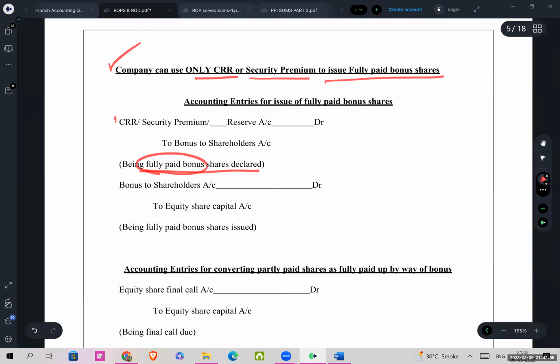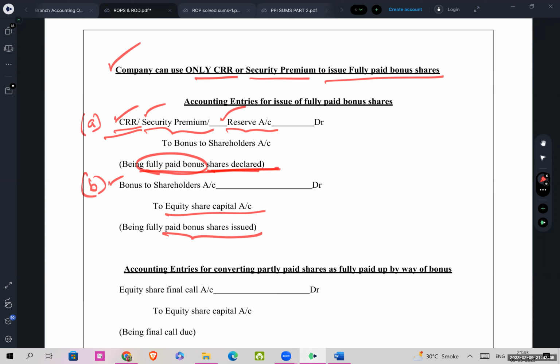So what is the first option? I can use CRR. Second option, securities premium or any other reserve later on. But the first option to use is CRR. If CRR is not there, then securities premium. If both are not there, then other reserves you can use, like general reserve. Other reserves account debit to bonus to shareholders. Then bonus to shareholders account debit to equity share capital. So that means you're passing two entries simultaneously. First, you are declaring your bonus and then you are issuing bonus shares.